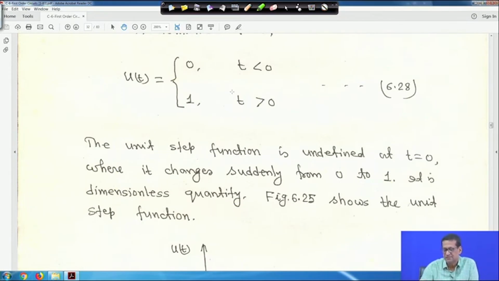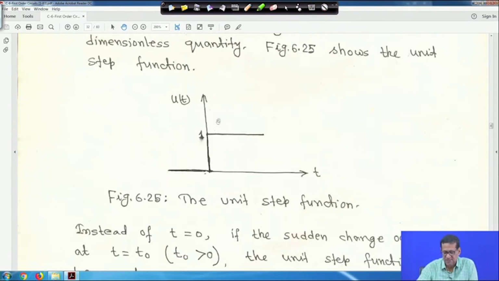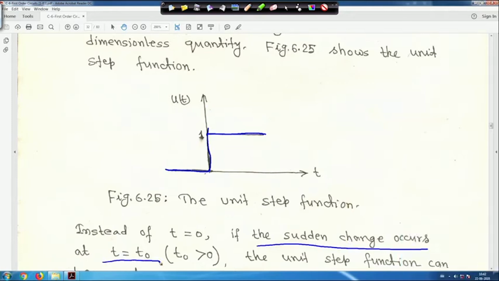So, this is the unit step function, but remember at t equal to 0 it is undefined. Here u(t) is unity, and it is drawn like this because for t less than 0 it is 0, but at t equal to 0 it is undefined. Now, instead of t equal to 0, if the sudden change occurs at t equal to t0, that is t0 greater than 0, what will happen?